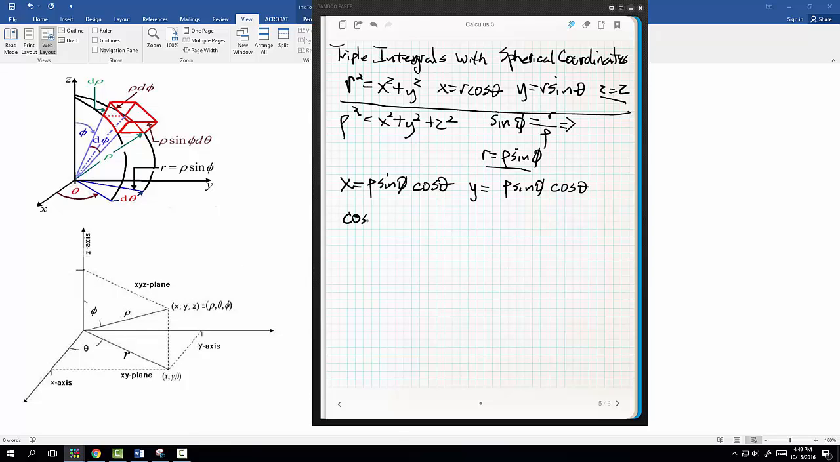Well, I know that cosine of phi is equal to z, that's the vertical distance up to this point that's just hanging out in space that rho goes out to, again, think like a vector, over rho, which implies what? Well, rho cos phi is equal to z. And now I have everything that I need.